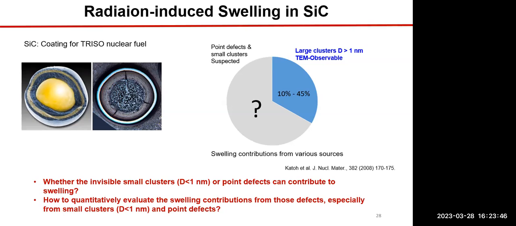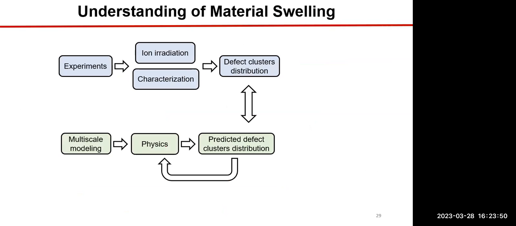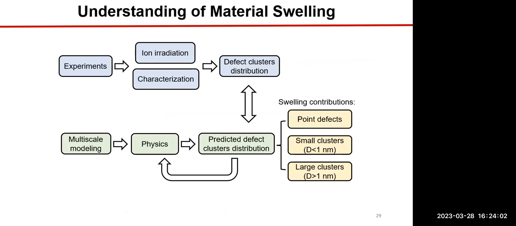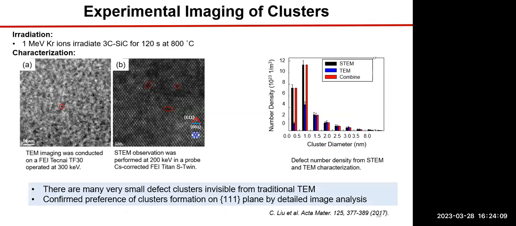And in the following, I will try to answer those questions. To answer them, we have developed an integrative method that combines experimental measurements and multiscale modeling studies. Then we can predict the defect distributions in the samples, and after that, we can quantify the contribution of those defects in the materials. Okay, let's start with the experimental part.